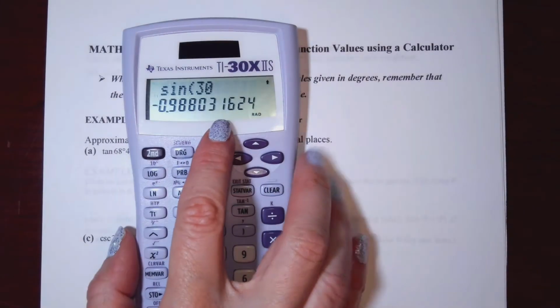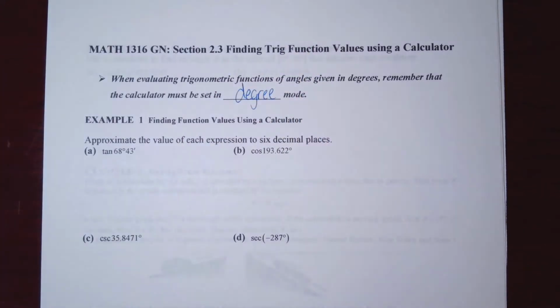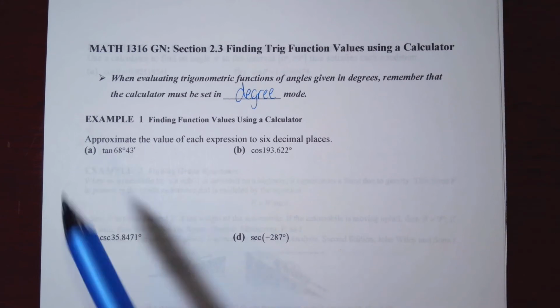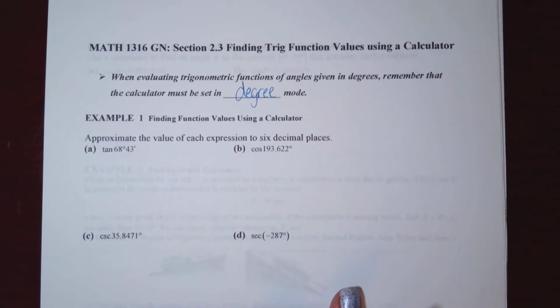So degrees and radians are not the same thing. When you're doing your notation, if you are working in degrees, make sure you put that degree symbol. We've talked about that before.